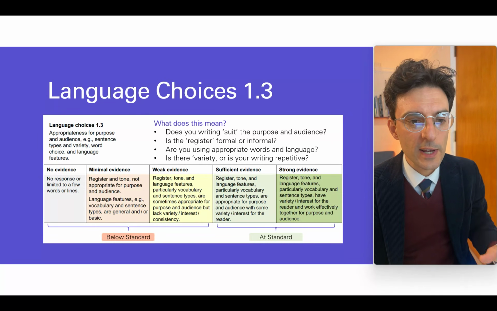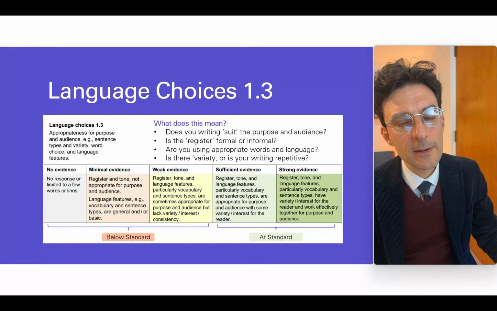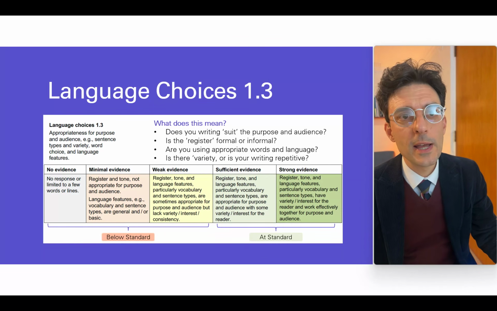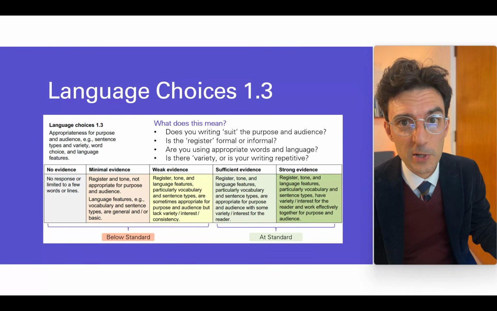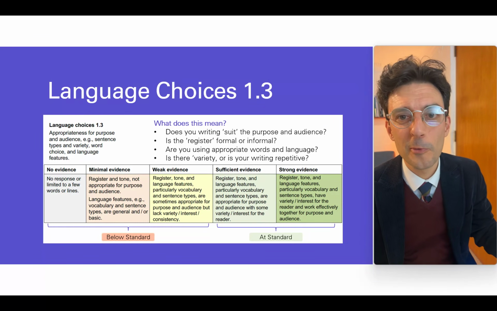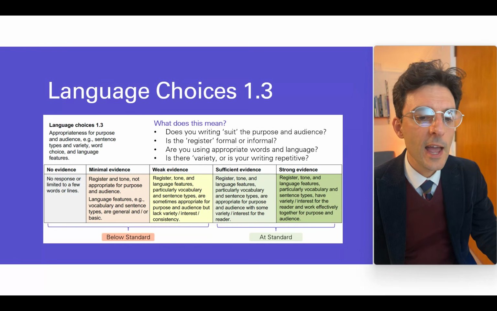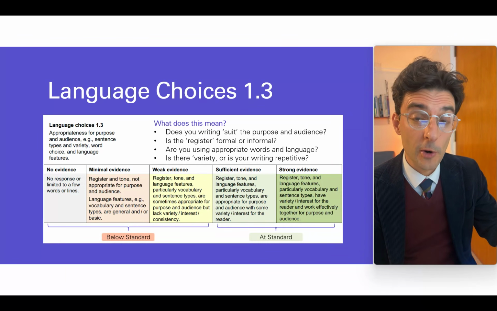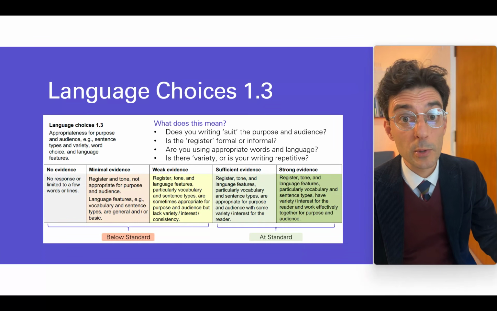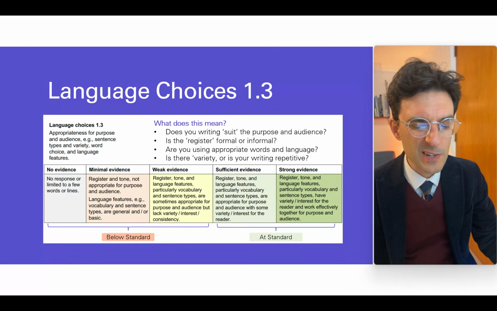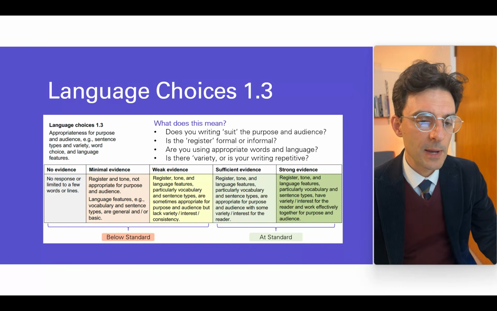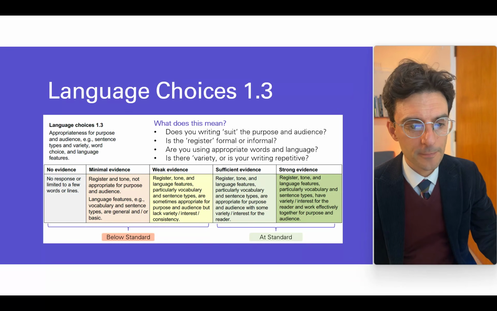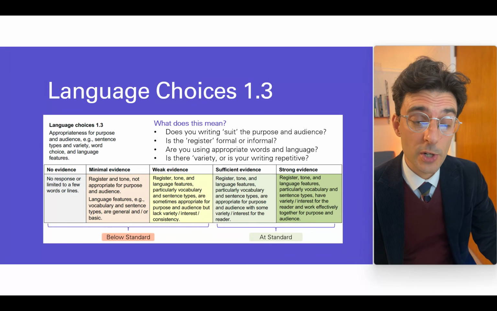To get into the green boxes, you're using really effective vocabulary, it's appropriate, the tone of what you're saying is appropriate. You're formal when you need to be formal. You're maybe informal when that's appropriate as well. And there's some really good variety in your sentence types, in the vocabulary you're using, and just the language choices in general. And it's all working together to make your piece of writing effective. Okay, so that's language choices.